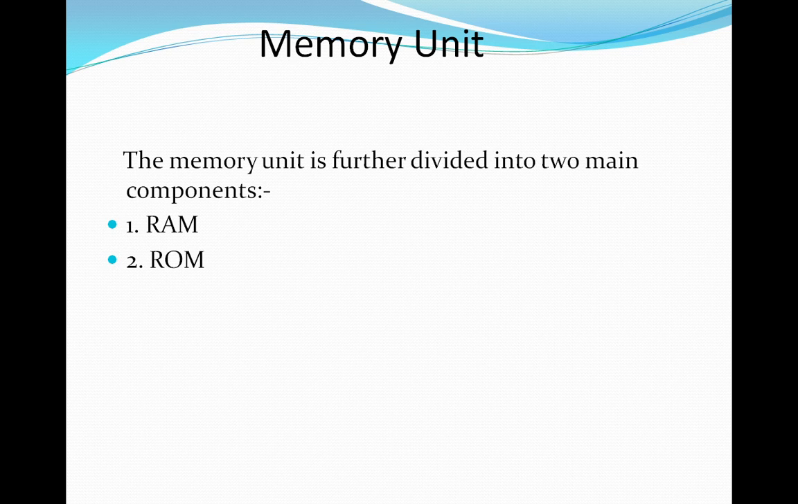The next type of memory is ROM, which is read only memory. It is also known as permanent memory. It is generally used to store the instructions, or commands, which are necessary for the proper running of your computer system, and it also provides the facility to store data on a permanent basis.